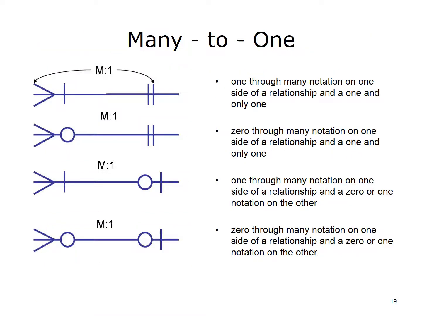Because the X-to-X way of referring to relationships does not account for the modality, there are 4 different ways that a many-to-one relationship can occur based on different combinations of modality. The 4 varieties of a many-to-one relationship are shown on the slide. One through many notation on one side of a relationship and a one and only one. 0 through many notation on one side of a relationship and a one and only one. 1 through many notation on one side of a relationship and a 0 or 1 notation on the other, and 0 through many notation on one side of a relationship and a 0 or 1 notation on the other.